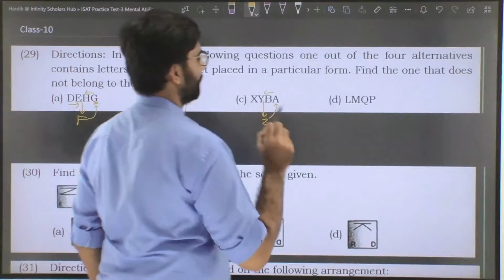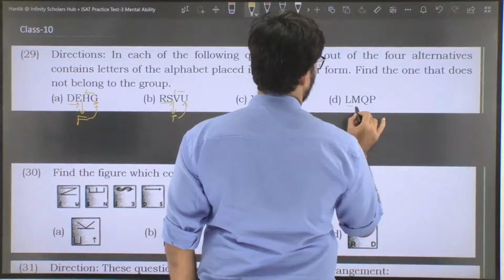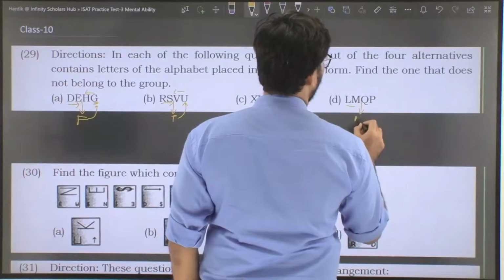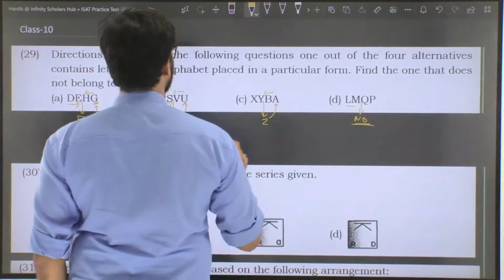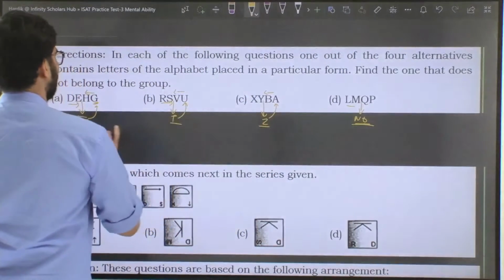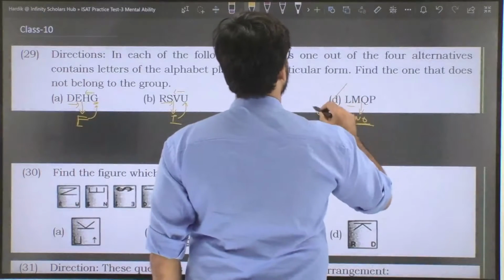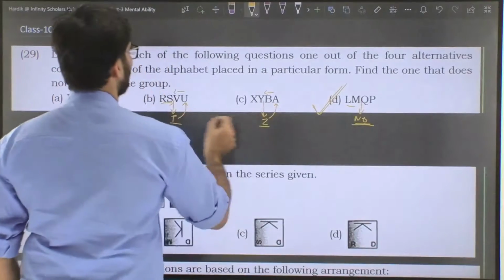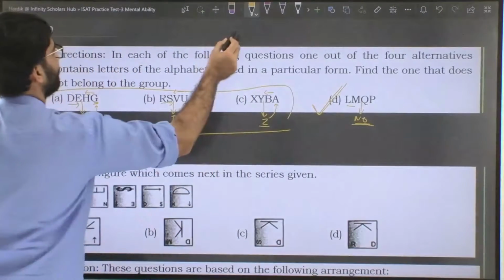X, Y, yeah, correct. Then we have A, B, C, D, F, G, H, I, J, K, L, M, N, O. Okay, so there are two alphabets missing over here, N and O, right? And in all the other cases, only one alphabet was missing. So definitely the option number D does not belong to the group of these three. So that is why the correct answer is option number D.